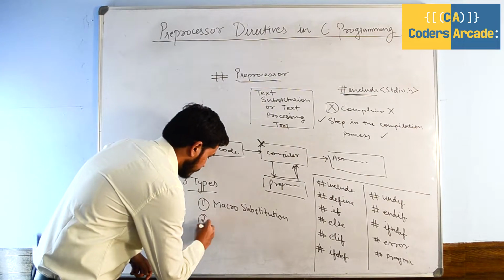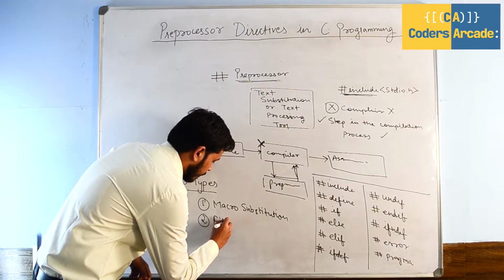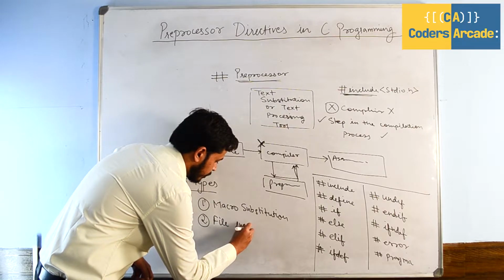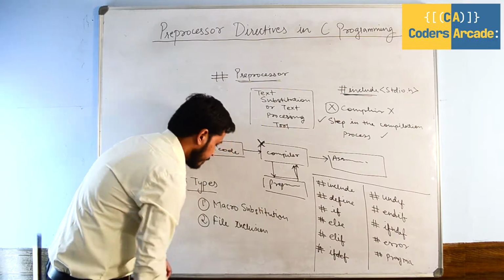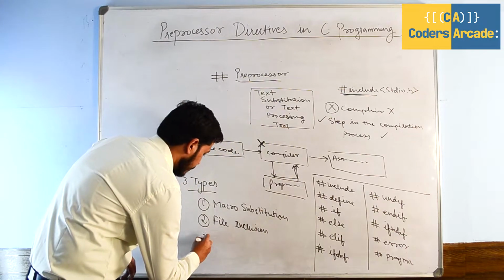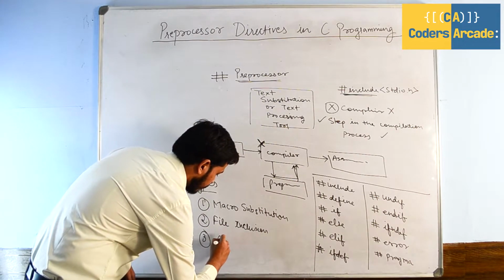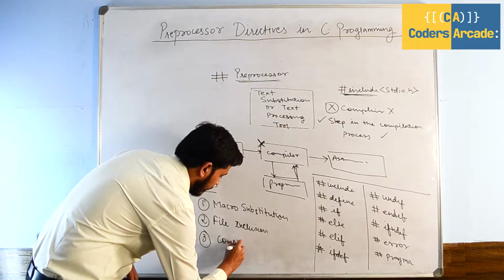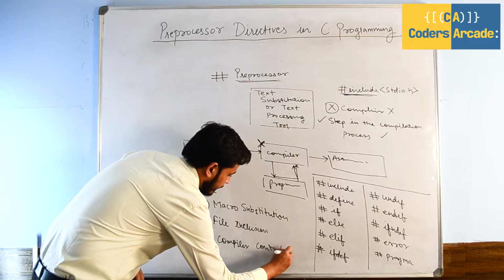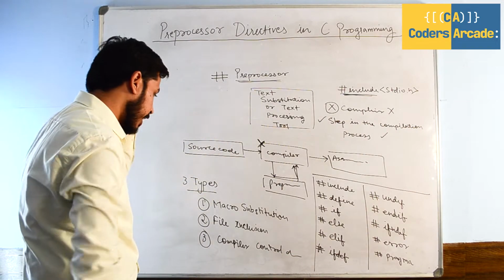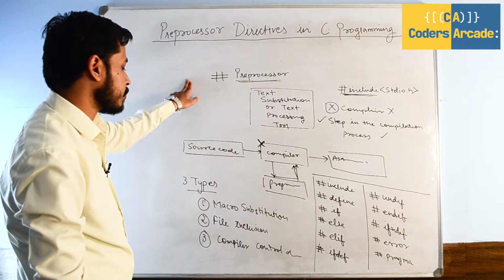And the second one is file inclusion directive, file inclusion directive. And the third one is the compiler control directive. So we have three types of preprocessor directives.